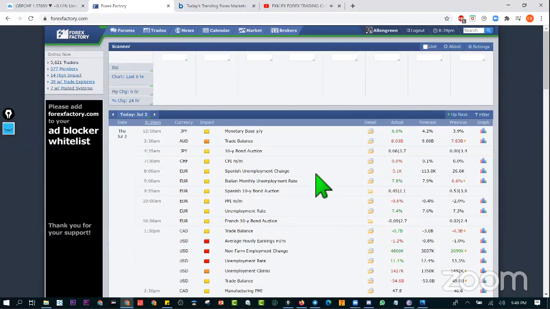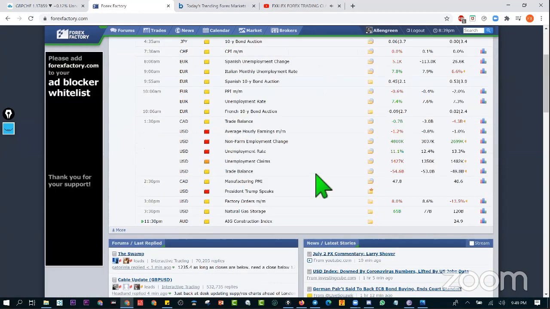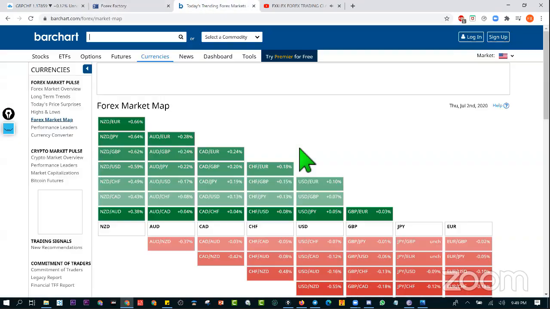These are Forex Factory, where you can check fundamental factors in the market which can affect your trading decision. And then we have bashcharts.com, where you can check the sentimental factors in the market.